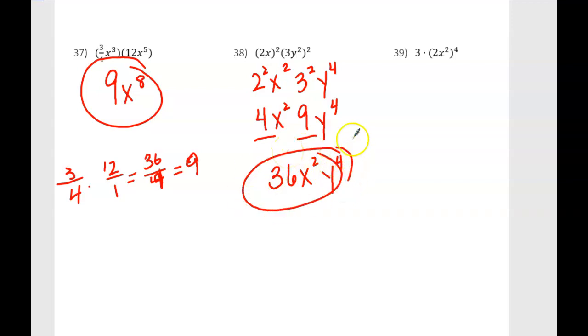Okay, whoops. And the final one, we've got 3 times 2 to the 4th, x to the 8th. 3 times 16, x to the 8th. Final answer of 48, x to the 8th.